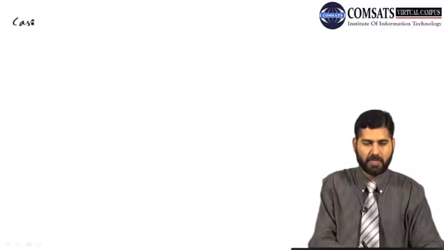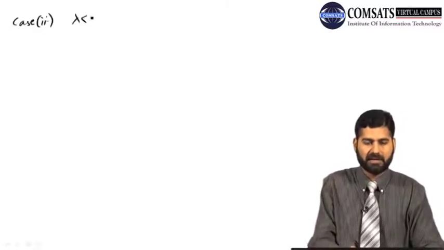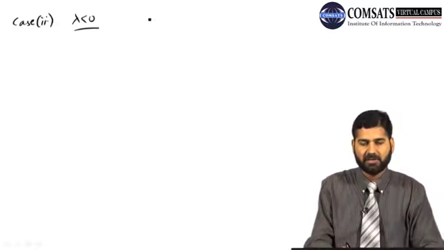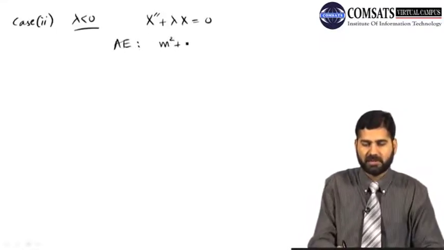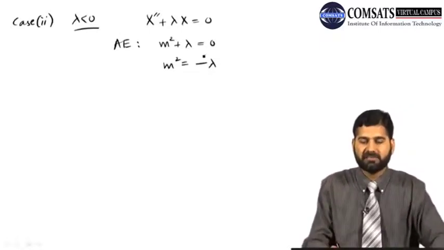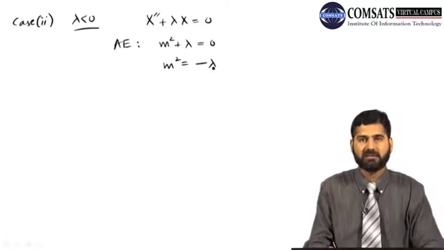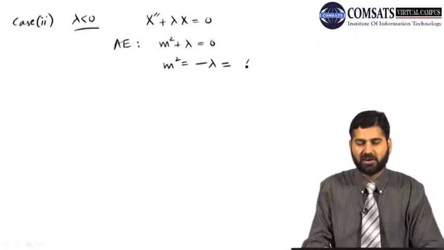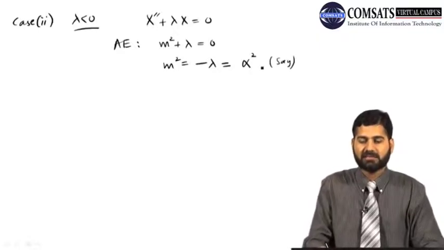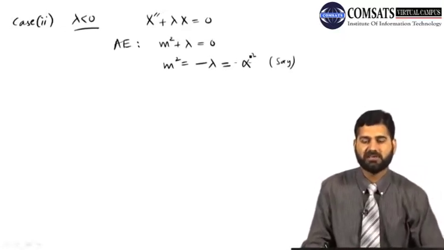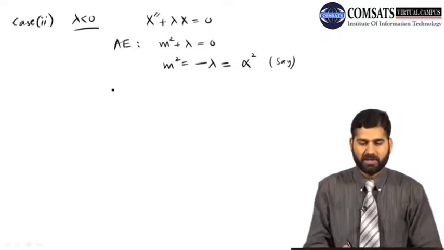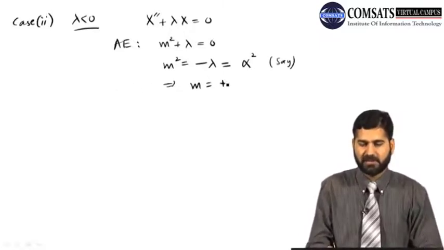Now case 2. Lambda negative, let's say. If lambda is negative, you can write X'' + lambda X = 0. The auxiliary equation is m squared plus lambda equal to 0, so m squared is equal to minus lambda. Since lambda is negative, minus lambda will become positive. If it is positive, you can call it alpha squared, because alpha squared is always a positive number. So m becomes plus and minus alpha.